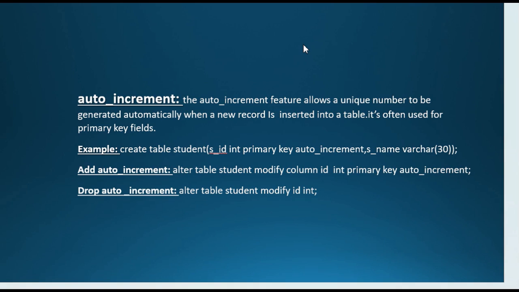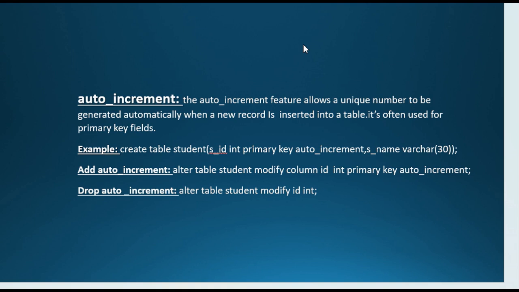Hello everyone. In this session, I'm going to explain about auto increment. So this is not a constraint. We have 6 types of constraints: normal constraint, unique, primary key, foreign key, check, and default. But auto increment we use with the primary key. So let's start with that.